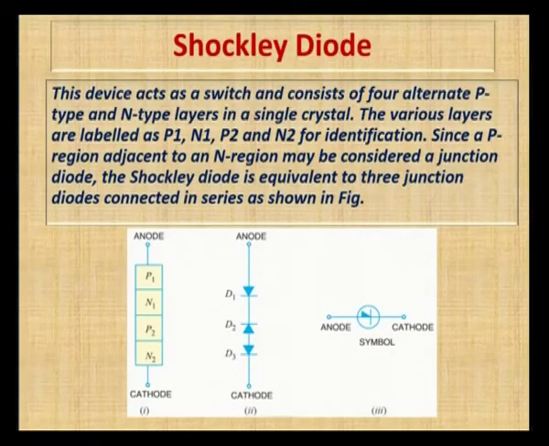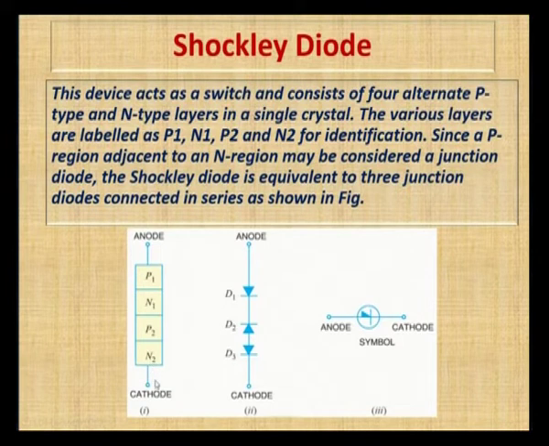Next we move on to a very important and very special type of diode, the Shockley diode. The name Shockley comes from the inventor, William Shockley, that is why it is called a Shockley diode. This diode has 4 layers named P1, N1, P2, N2, and it has 2 terminals, anode and cathode.